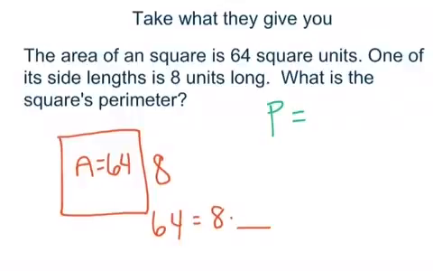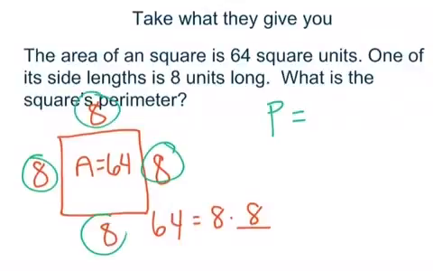Now, the good news is that because this is a square, I actually already know this too, because if one side is 8, all of the sides are 8. So to figure this out, I know that 8 times 8 equals 64. So the missing side lengths are all 8. Well, now I can use this information that all of them are 8s, and now I can solve for the perimeter.